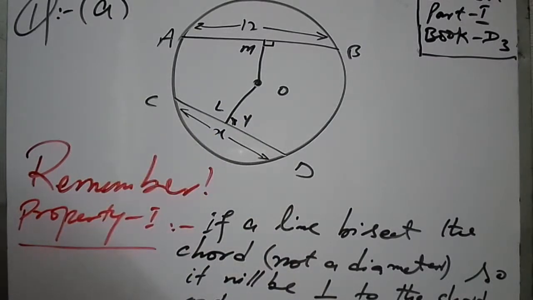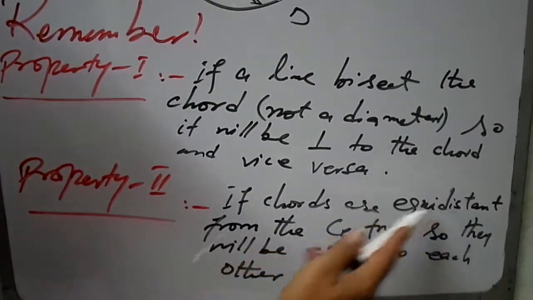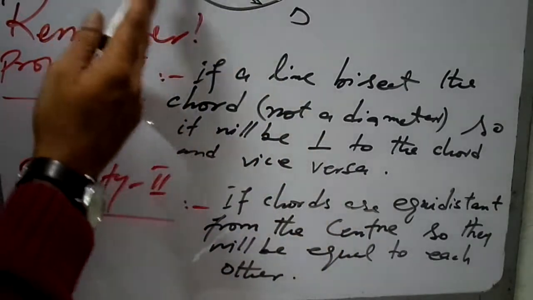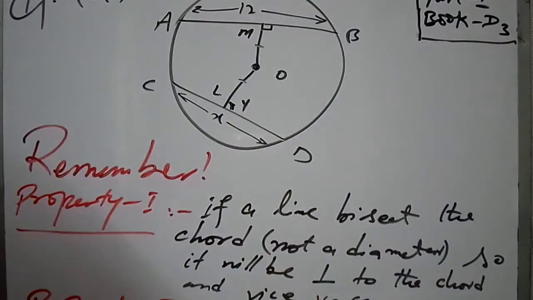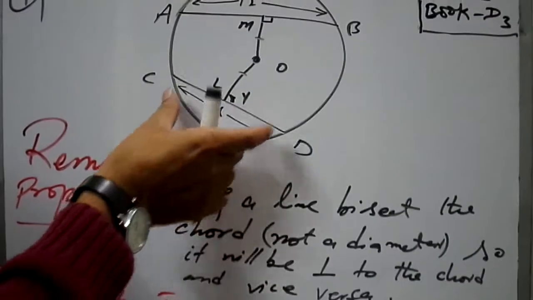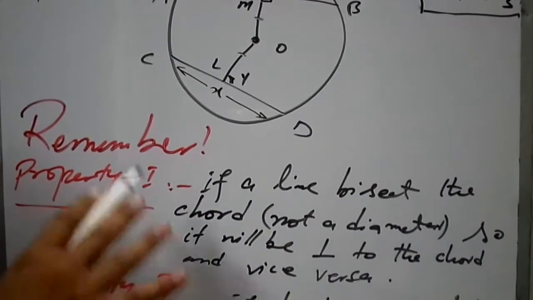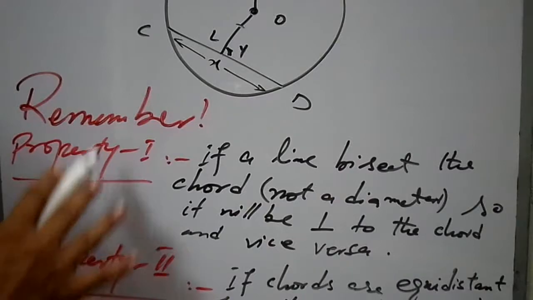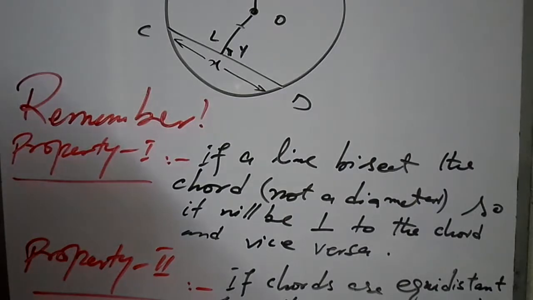Similarly, property number 2: if chords are equidistant from the center, they will be equal to each other. For example, chord AB and chord CD: if OL is equal to OM, it means they are equidistant, so the chords will be equal to each other. Definitely the length of CD must be equal to the length of AB. These are the properties which should be memorized by you to solve this exercise.